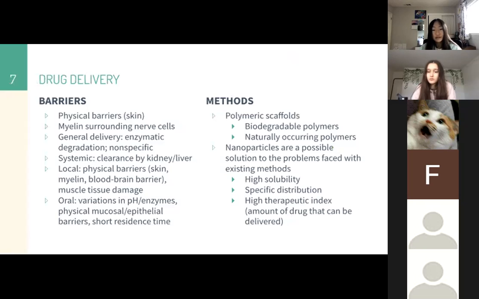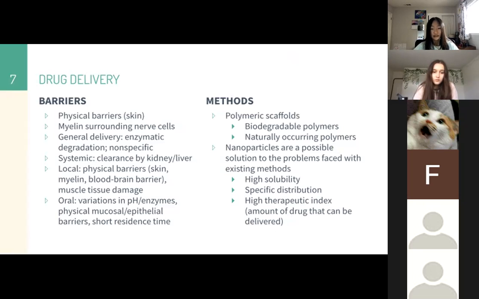And finally, I'll be going over some drug delivery barriers and methods to overcome these barriers. So, some obvious barriers are physical barriers such as your skin, because it's really hard to overcome the three layers of your skin because they're built to protect your body, right? And another barrier is myelin surrounding nerve cells.